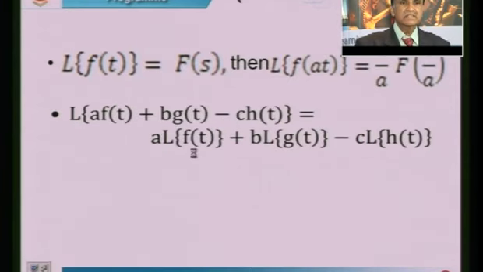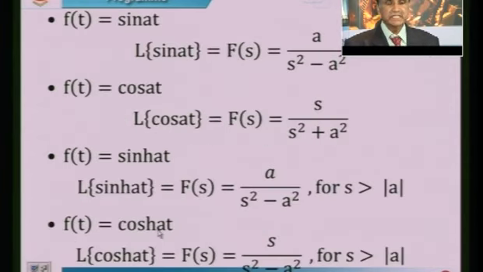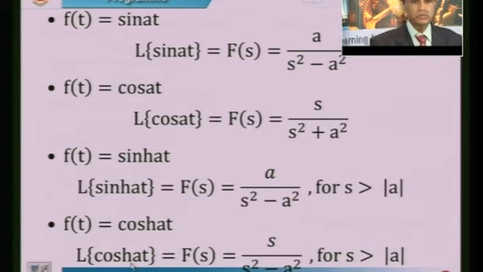And similarly, this is L of cos hyperbolic at. You know the formula from the same complex number chapter, that is e to the power at plus e to the power minus at divided by 2 for the hyperbolic function. If you replace that function under the integral sign, then it comes out that the Laplace transform of cos hyperbolic at is equal to the integration from 0 to infinity of e to the power minus st into e to the power at plus e to the power minus at, divided by 2.